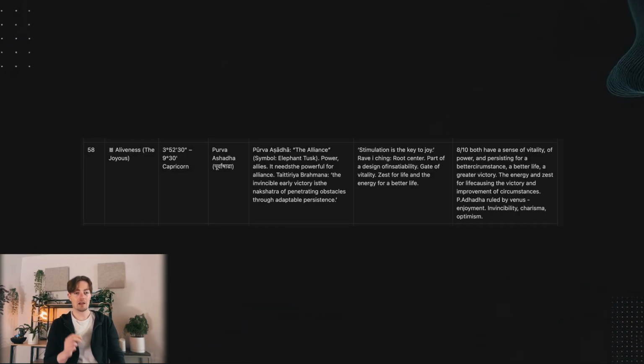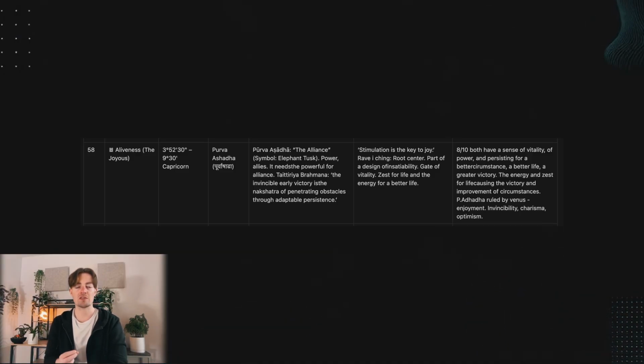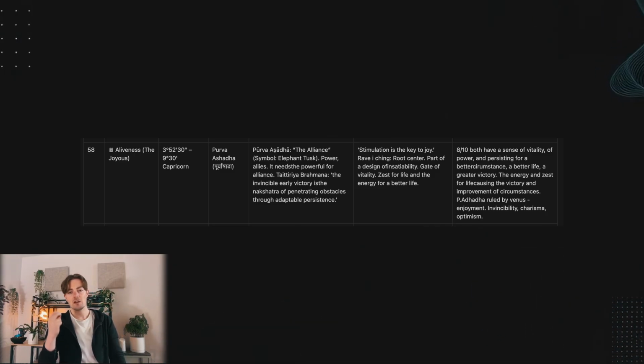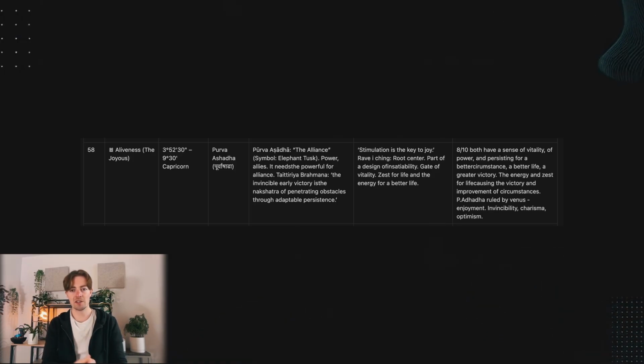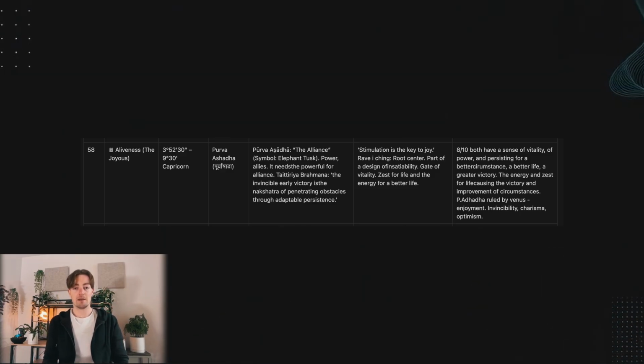Gate 58, aliveness, the gate of the joyous, running from 3 degrees Capricorn to 9 degrees of Capricorn in the Purva Ashada nakshatra. Purva Ashada is the alliance again. So gate 58, the notes that I have for aliveness is stimulation is the key to joy. From the Ra Ching, I have, this is a root center gate, part of a design of insatiability, a gate of vitality, zest for life, and the energy for a better life. So I've given this a solid 8 out of 10 because this is a gate of aliveness, the joyous.